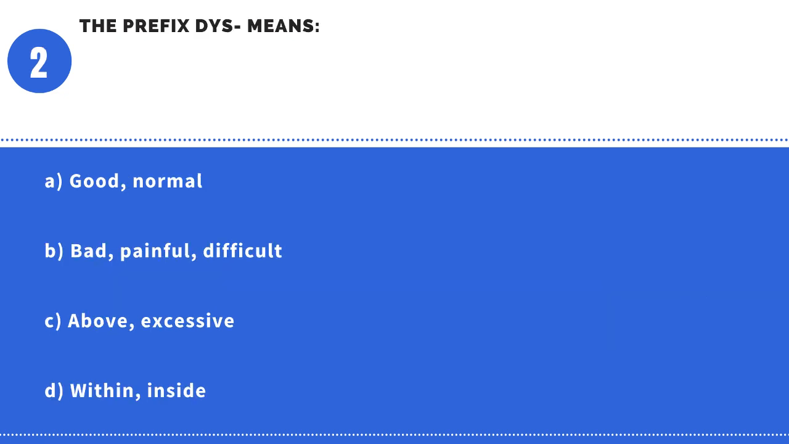Question 2. The prefix dis means A. Good, normal. B. Bad, painful, difficult. C. Above, excessive. D. Within, inside.